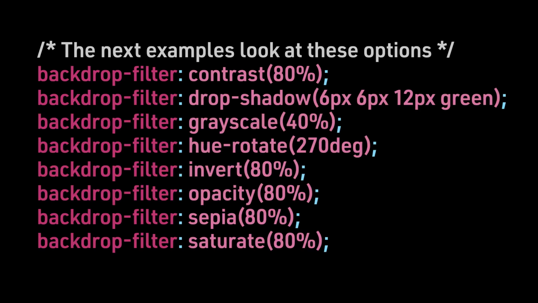The next examples look at these options. Backdrop-filter contrast, 80%. Backdrop-filter drop-shadow, 6 pixels, 6 pixels, 12 pixels, green. Backdrop-filter grayscale, 40%. Backdrop-filter hue-rotate, 270 degrees. Backdrop-filter invert, 80%. Backdrop-filter opacity, 80%. Backdrop-filter sepia, 80%. And backdrop-filter saturate, 80%.